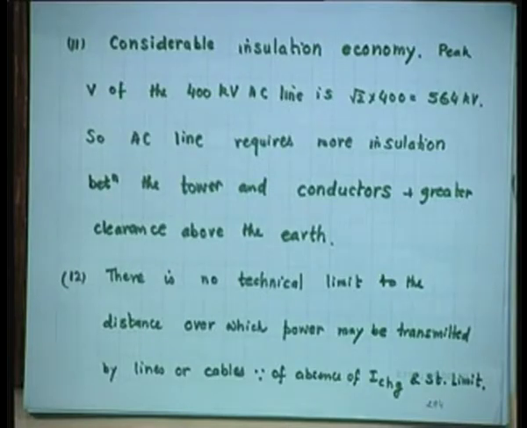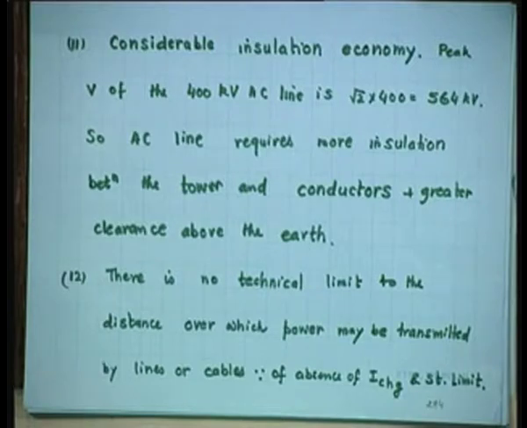Considerable insulation economy. This is advantage number 11. The peak voltage of a 400 kV AC line is √2 times 400, about 564 kV. Imagine how much extra insulation is required because of the extra voltage. So an AC line requires more insulation between the tower and the conductors, and greater clearance above the earth.